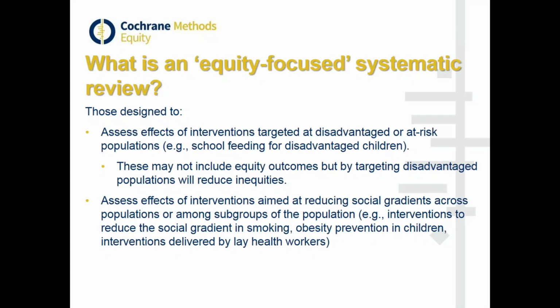Or the systematic review could be aimed to assess the effects of interventions aimed at reducing social gradients across the population or among subgroups of the population. So this might be an intervention that's aimed at a total population, like obesity prevention in children, but that explores subgroups that might look at differences based on different population characteristics.